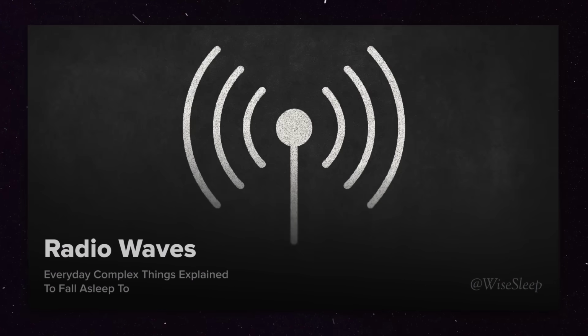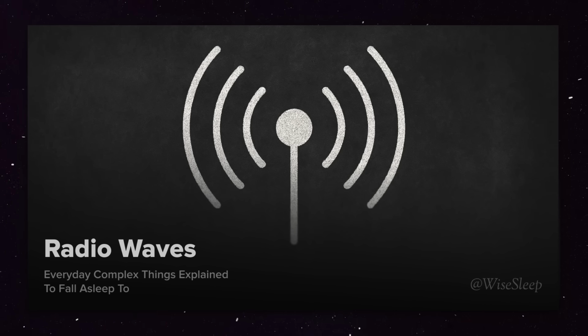Radio waves. You use radio waves every day, even if you never touch a radio. They're what make your Wi-Fi, Bluetooth, and phone calls work behind the scenes. Radio waves are a type of electromagnetic wave, like light, but with much longer wavelengths. Unlike visible light, which your eyes can detect, radio waves are invisible, but they can travel long distances through the air and carry information with them. That makes them perfect for communication. Here's how they work in practice.